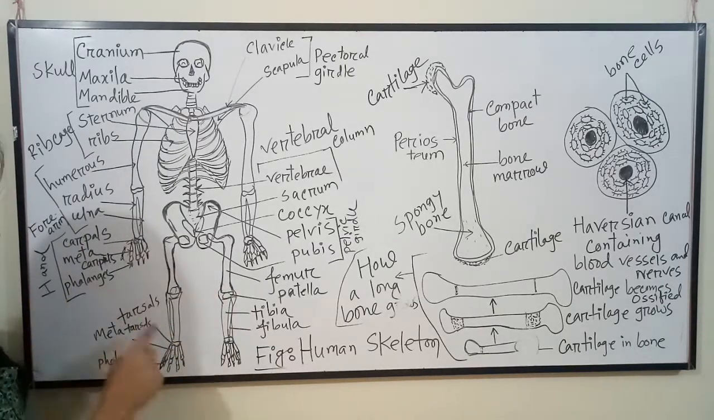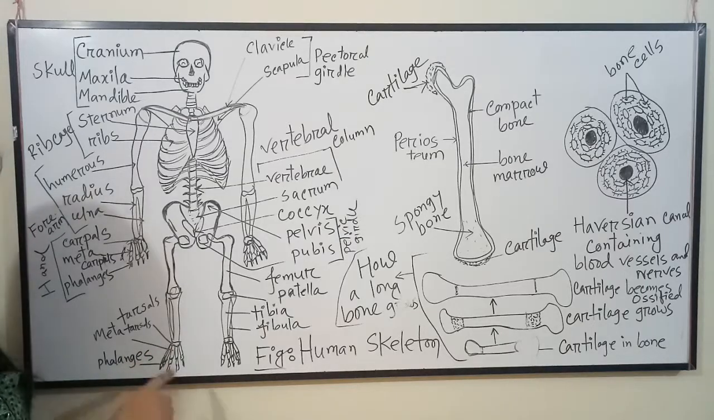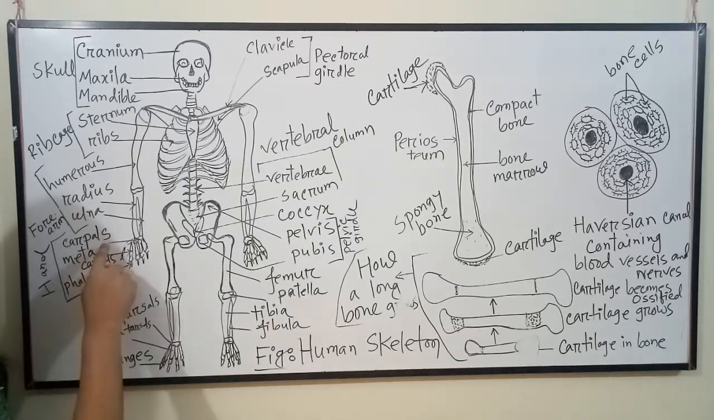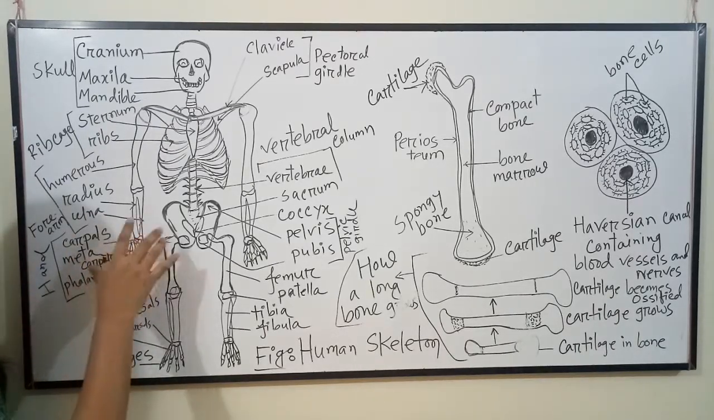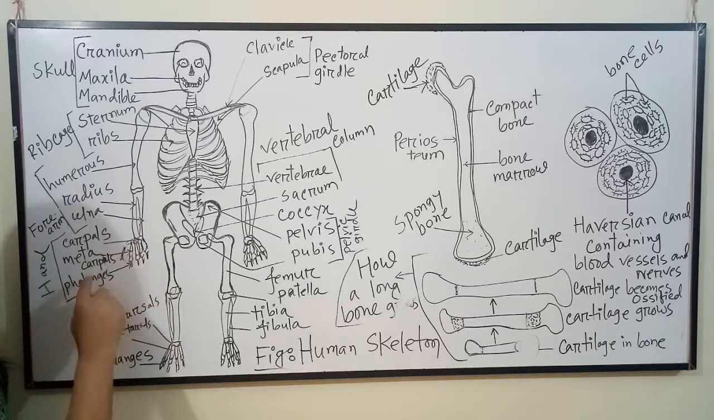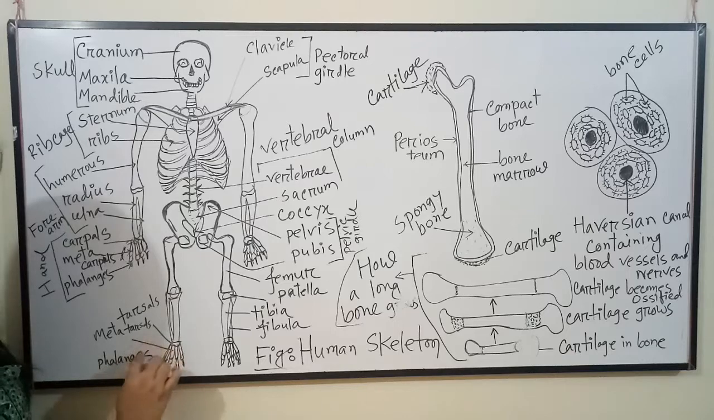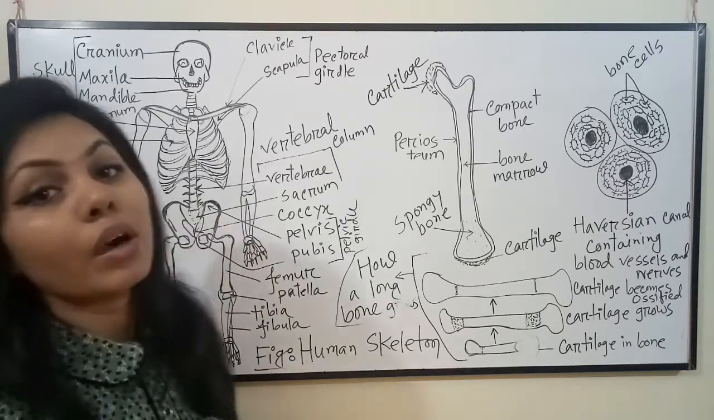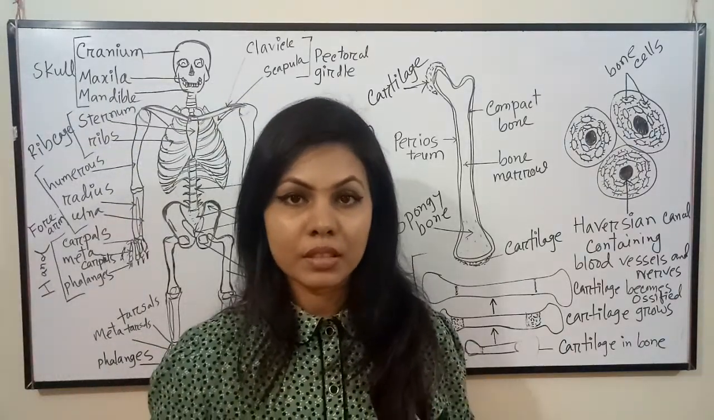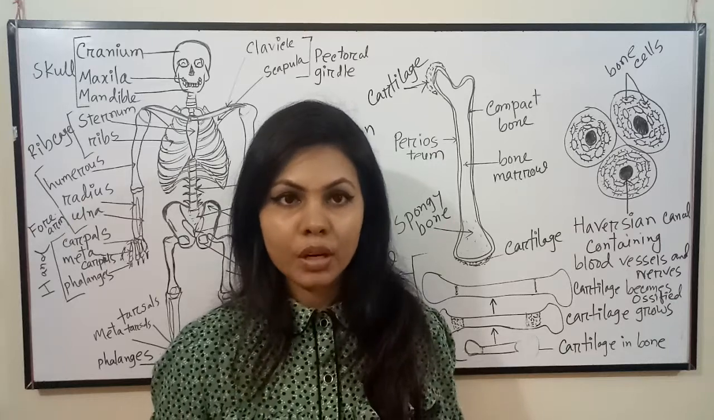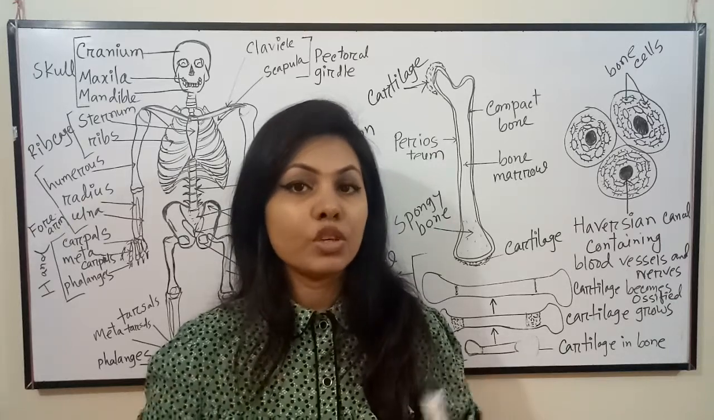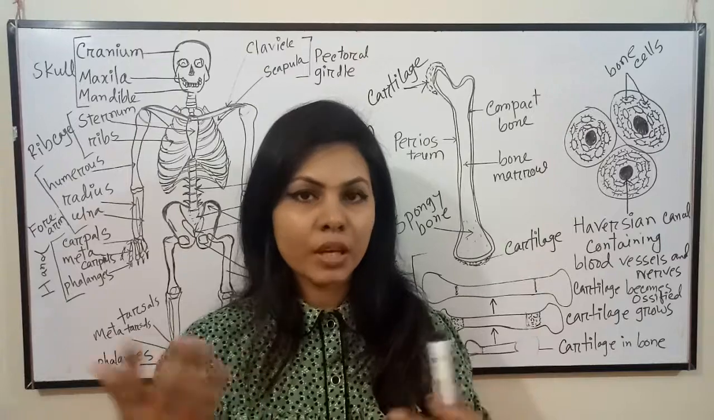Now the ankles and feet of the legs are the tarsals, metatarsals and phalanges, just as in the hand we have the carpals, metacarpals and phalanges. So this is all about the human skeleton and the parts of the skeleton. Whenever I discuss the human skeleton, if you know the parts, then it will be very easy to make you understand.